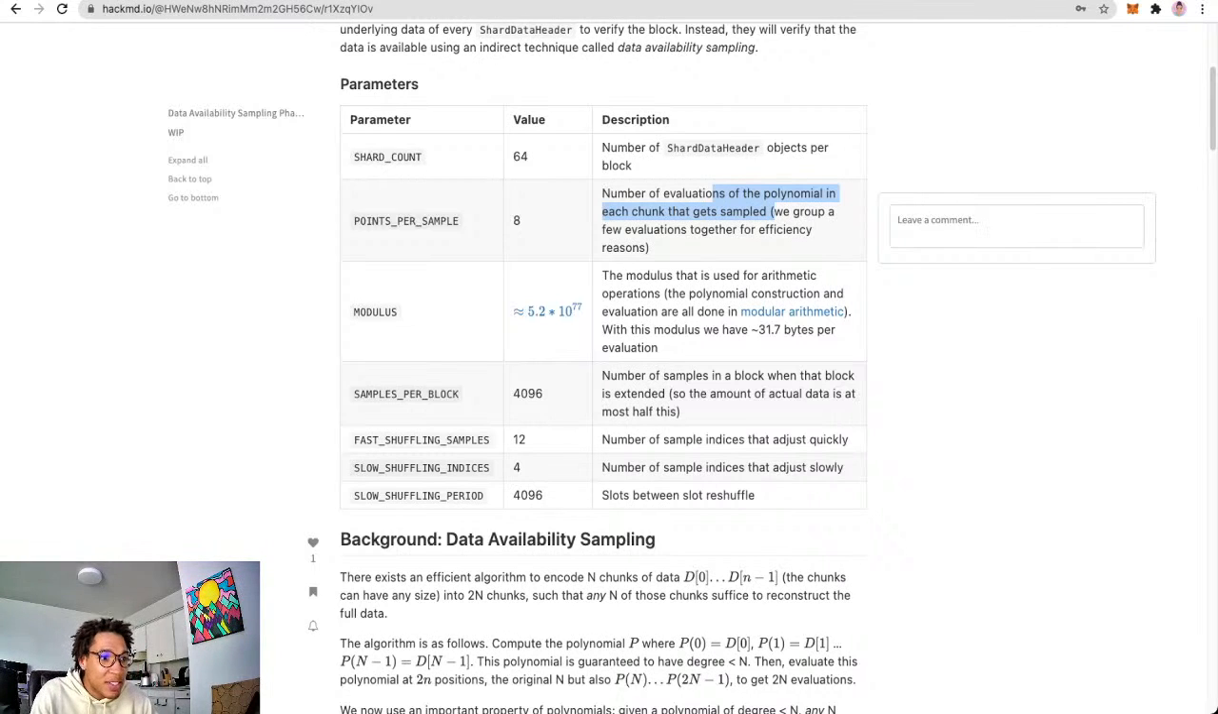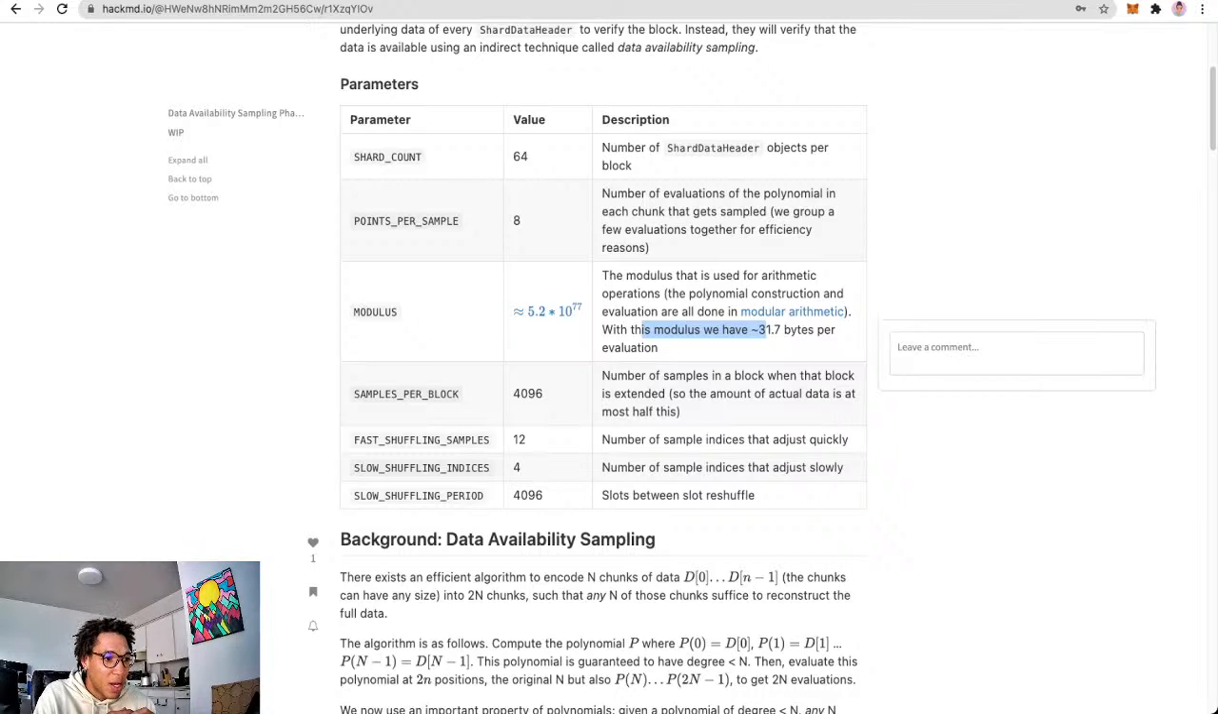The modulus that is used for arithmetic operations: the polynomial construction and evaluation are all done in modular arithmetic. So I guess obviously if I later on could dig into that there. With this modulus, we have around 31.7 bytes per evaluation. Samples per block is 4,096. So the number of samples in a block that when that block is extended, so the amount of actual data is at most half this.